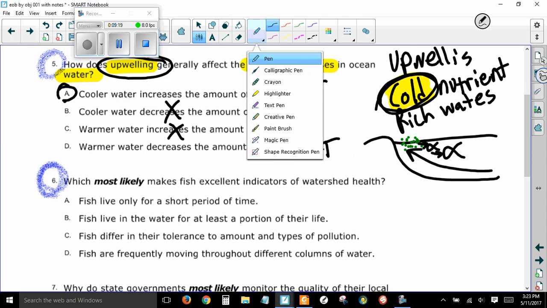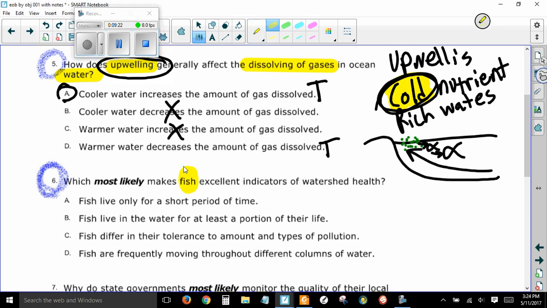All right, so there's some key words here. First of all, we're talking about fish. We're talking about indicators. More specifically, we're talking about bioindicators. Okay, we talked about these with our ecology unit. And watershed health. So why are fish a good bioindicator in watershed health? Well, if they live for a short period of time, that's not going to help us a whole lot because they're dead. Okay, they live for a month and they're dead. That doesn't tell us anything. What if we come to make water quality tests at a different time of the year? Okay, that's no good.